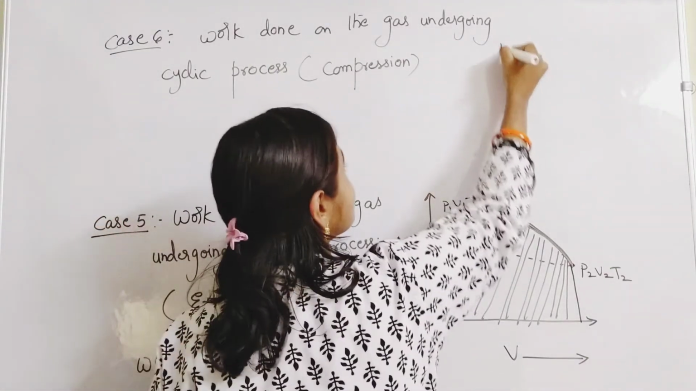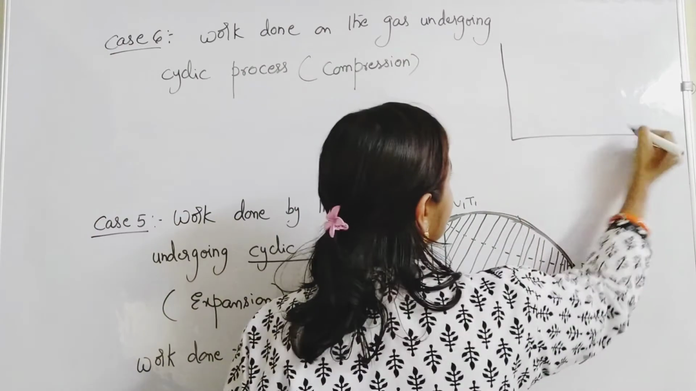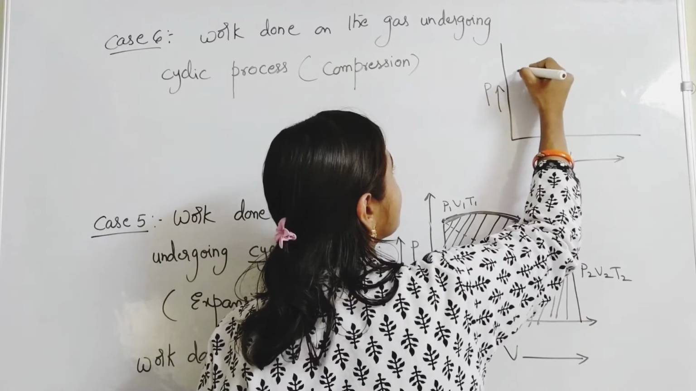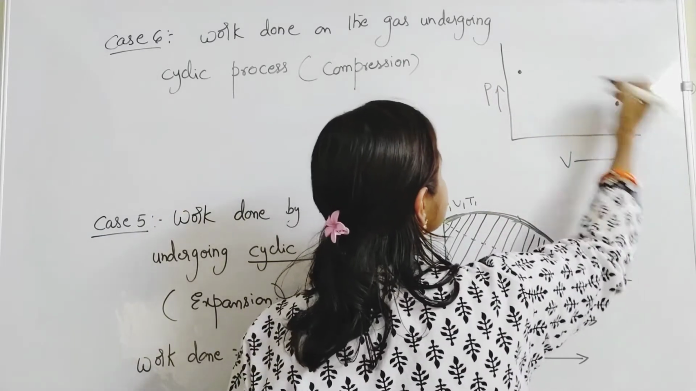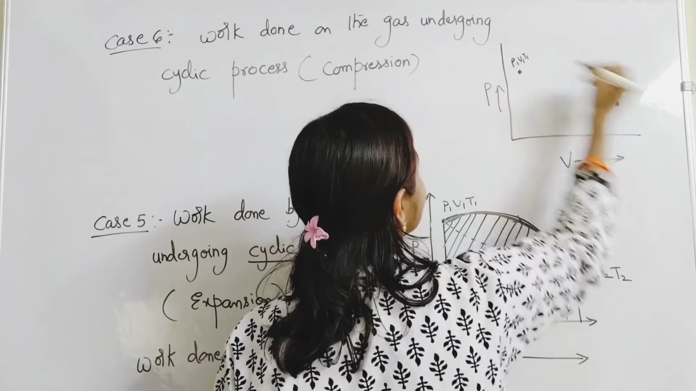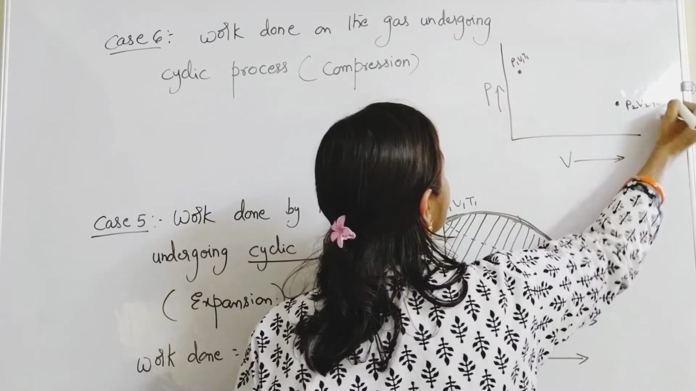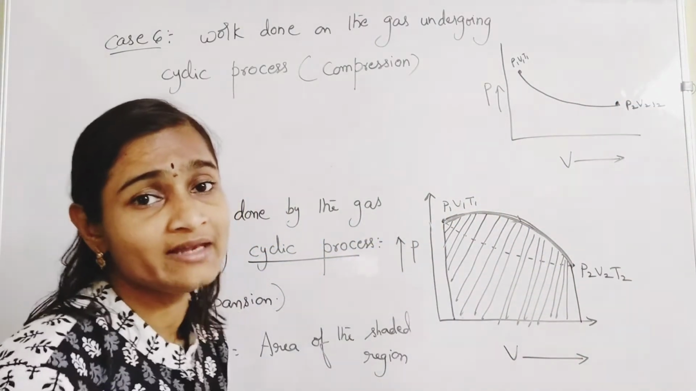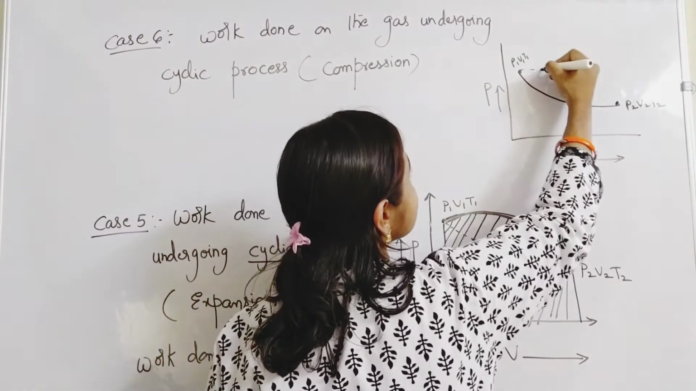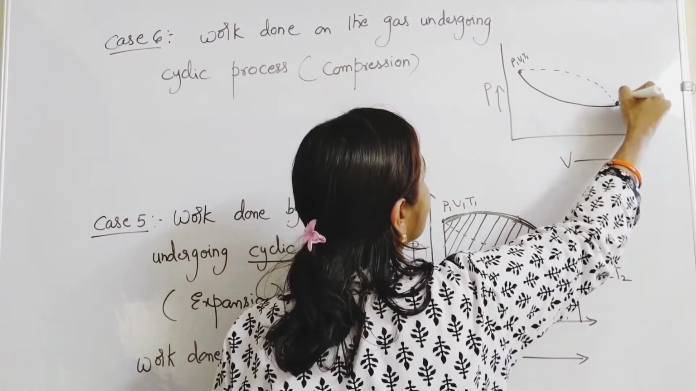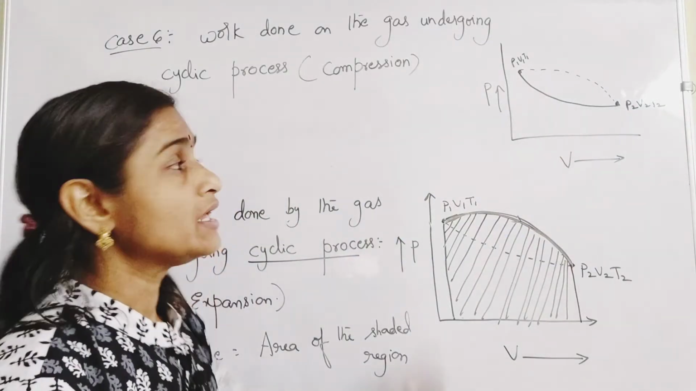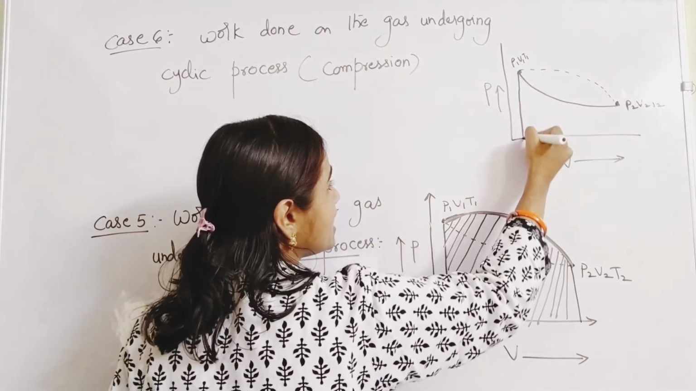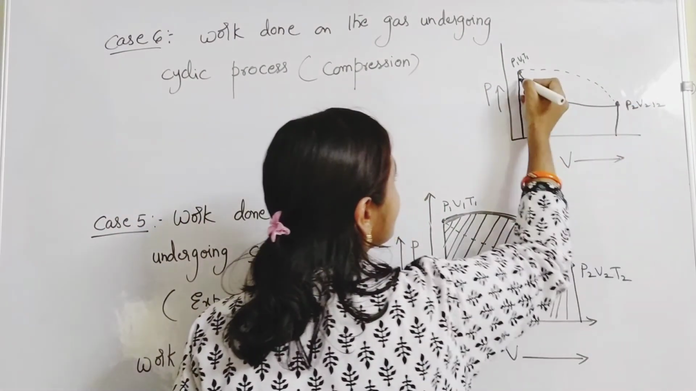So let us draw the graph. Same, this kind of graph only. The graph is drawn between P and V. If you take initial and final conditions as P1, V1, T1, P2, V2, T2, undergoing compression, downward you will be drawing a solid line, and being a cyclic process, you will draw a dotted line. And here also, just the area under the curve. Now I am going to shade this area.